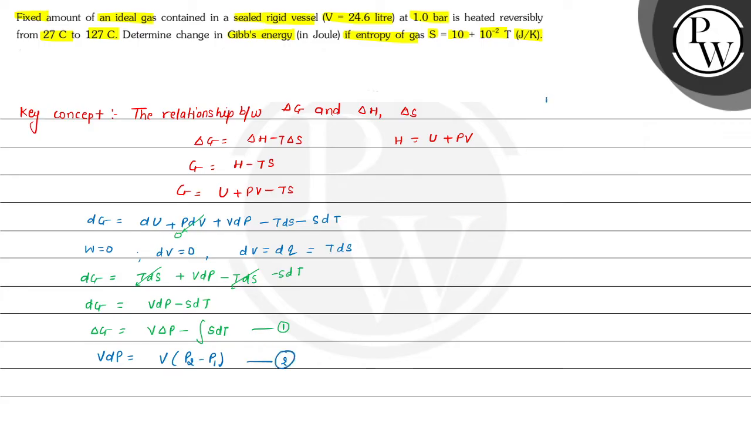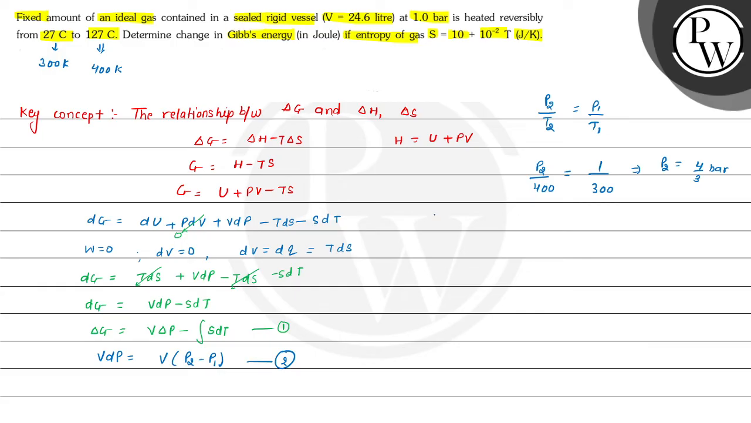Now, if the volume is constant, then P2 by T2 is equal to P1 by T1. This is from the ideal gas equation. Here the temperature 127 degrees centigrade is equal to 400 Kelvin, and 27 degrees centigrade is equal to 300 Kelvin. So we can write T2 is equal to 400, and P1 is given as 1 bar, divided by T1, that is equal to 300. So we can calculate the value of pressure P2. From here P2 comes out to be 4 by 3 bar.